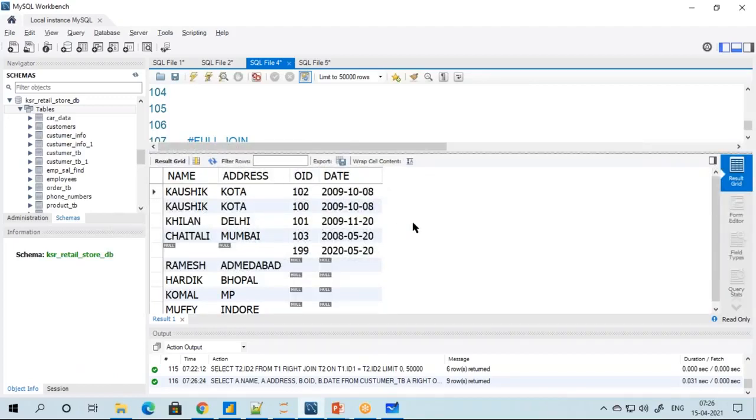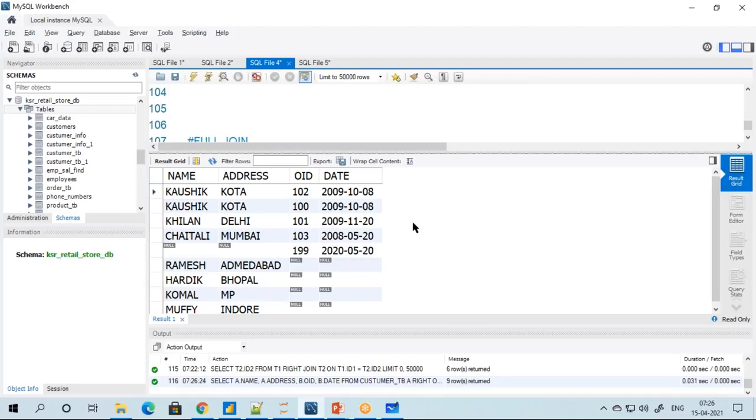Same thing you'll get. Same records. Nothing is going to change. Okay, but here what is happening? MySQL is telling I am not going to support full join. So that is the reason I will be using something called union.